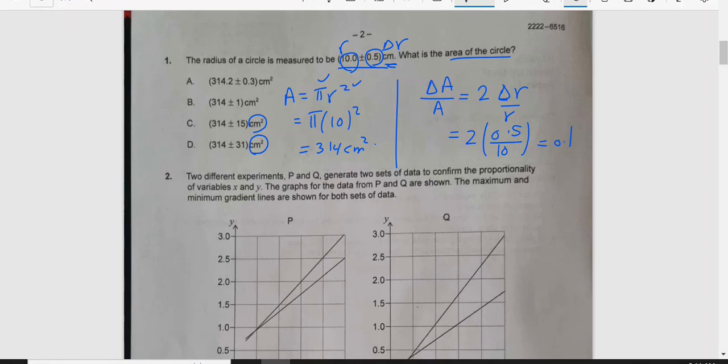So if I need the uncertainty, not the fractional uncertainty, it will be delta A divided by the original area, which is 314, equals 0.1. Cross multiplication: so delta A, the uncertainty, will be 31.4. To two significant figures, 31, so the answer is D.